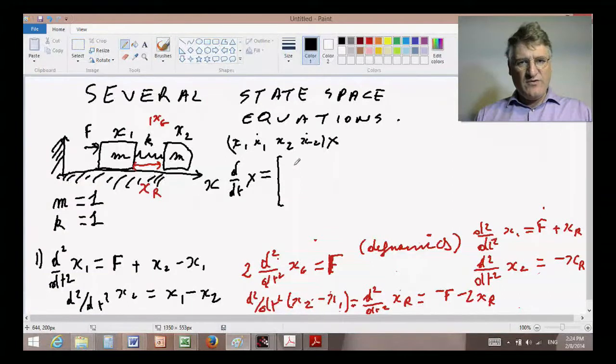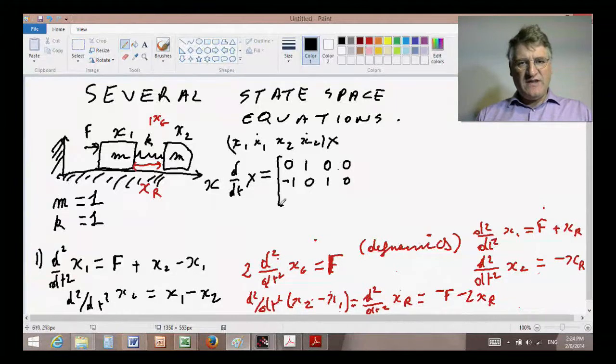The A matrix reads as... oh, my mistake. The first row, because it's d dt of x1, which is just x1 dot, will look like 0, 1, 0, 0. The second row, which is d dt of x1 dot, which is x1 double dot, will be, as far as the states are concerned, minus 1, 0, 1, 0.